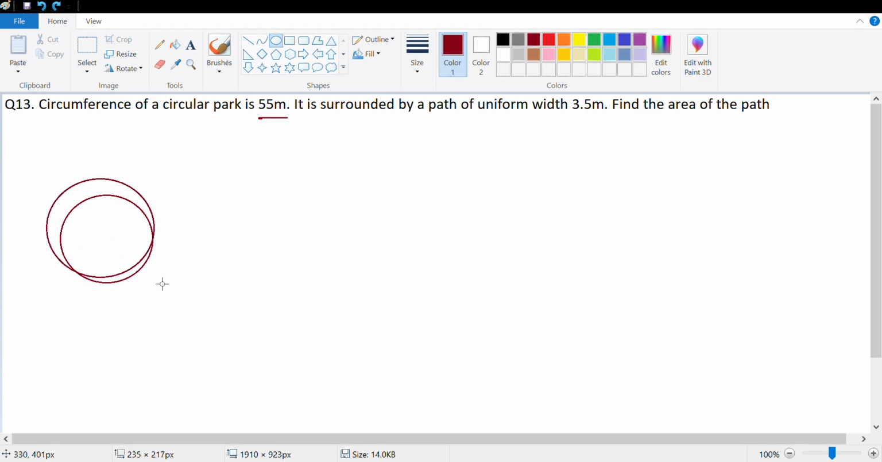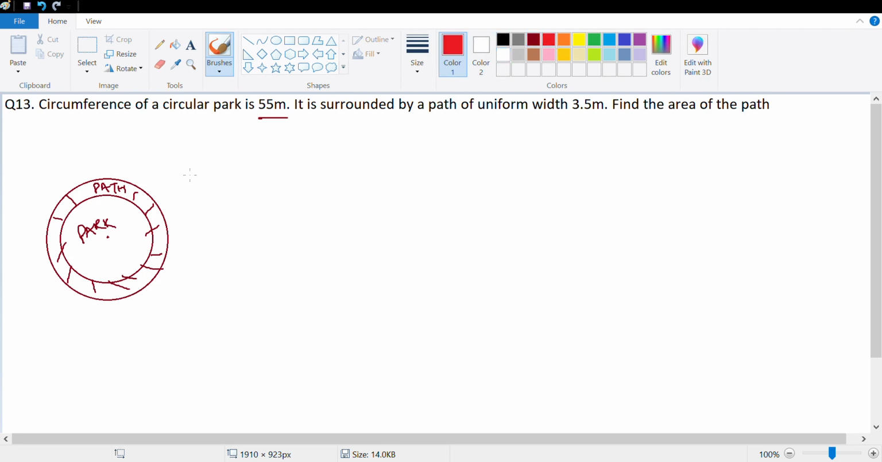Let me just make a slightly bigger circle. So this is my path, and this path is surrounding the park. This is our park. Circumference of the circular park is 55 meter. So let the radius of this be small r, and let the radius of the bigger circle, which is park plus path, be capital R. And this width is given as 3.5 meter. Find the area of the path.